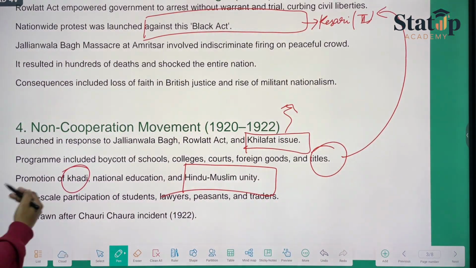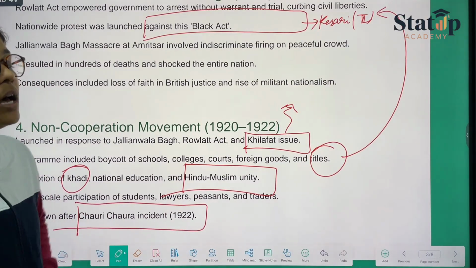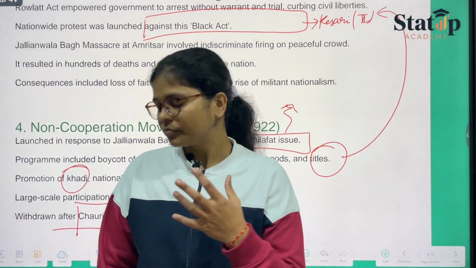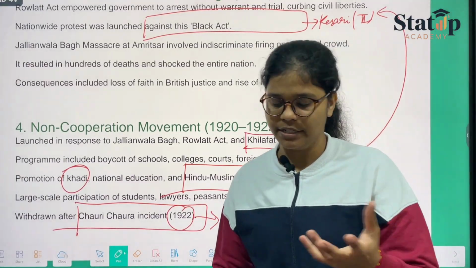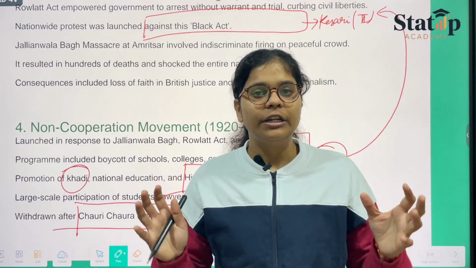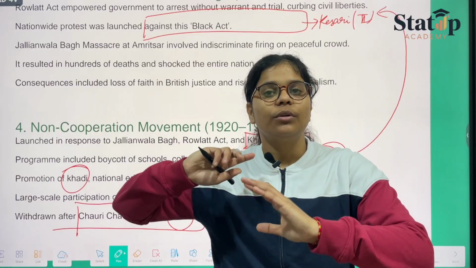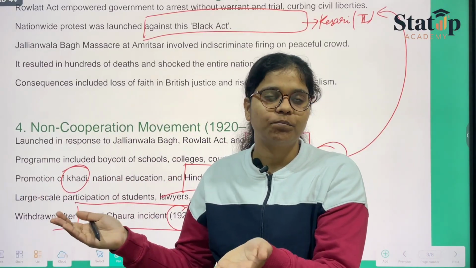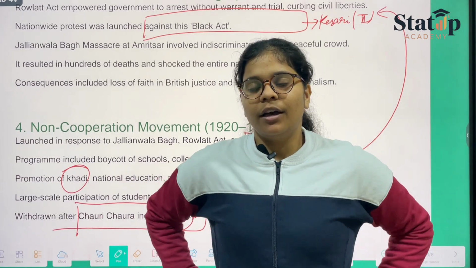Then we have the withdrawal following the Chauri Chaura incident. The Chauri Chaura incident again happened because there was a firing. This also you can mark as important. In the year 1922, there was the Chauri Chaura incident. What happened was, in 1922, there were a few Indian leaders, so they gathered, and they decided to get that burned. What burned? Let's say, okay, let me just start with the history again.